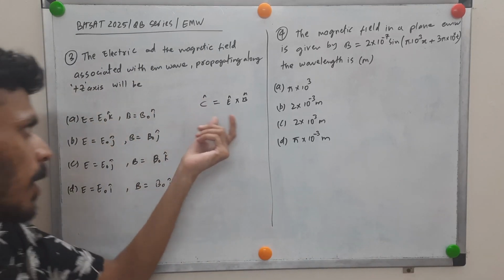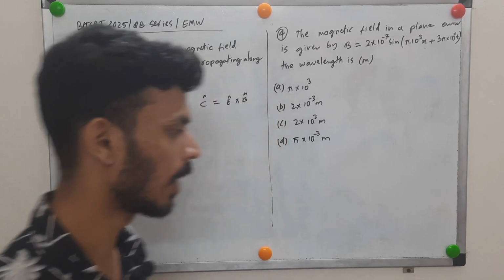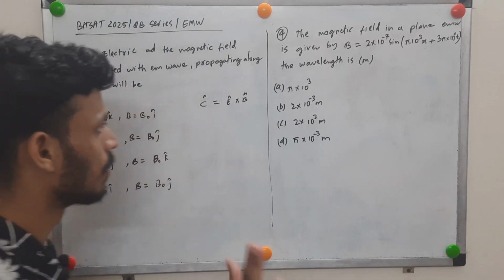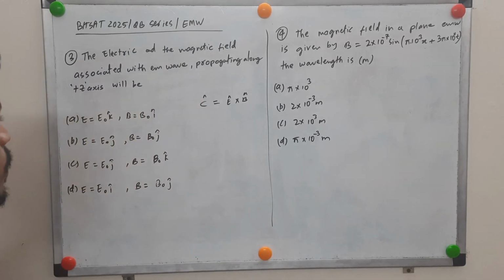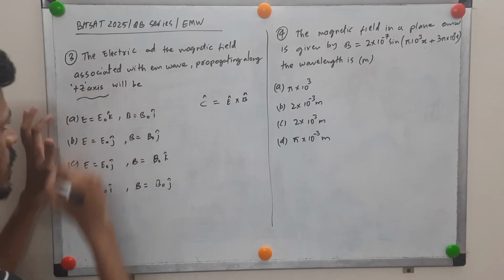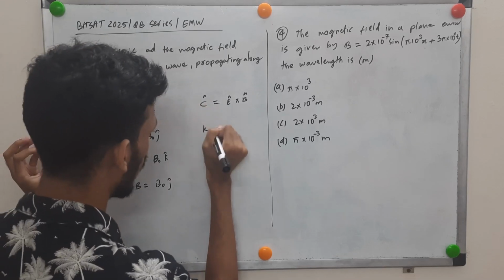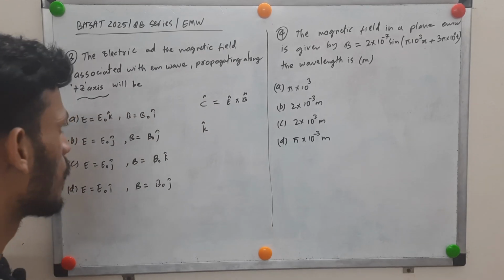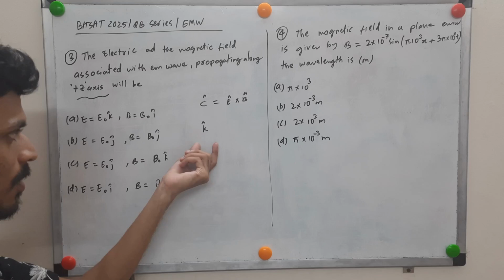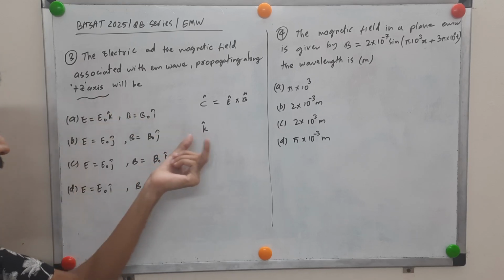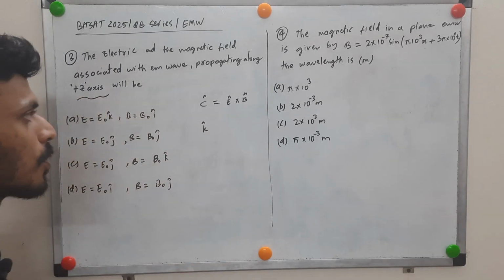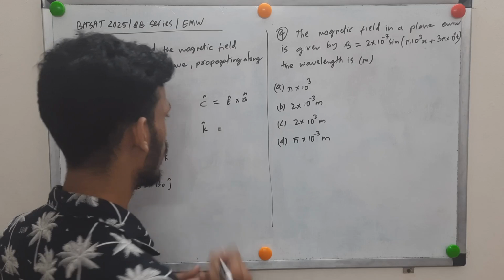So the propagation direction will be E cross B. So E cross B should give you the direction of propagation. You can use your right hand thumb rule. What direction do we want? We want the propagation along the z axis. So this should be k cap, or z cap, whatever notation you use. So k cap is along the z axis, so this should be along the positive z axis, so plus k cap. If it was negative, then minus k cap. So we'll see what cross product will give us this k cap.